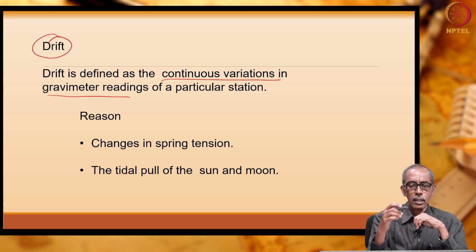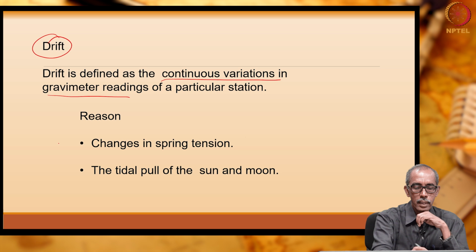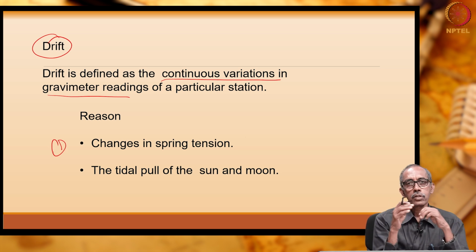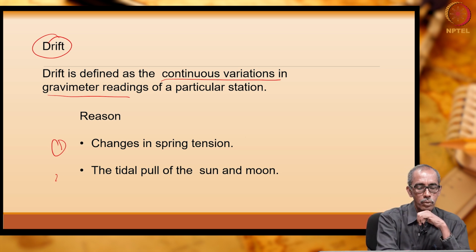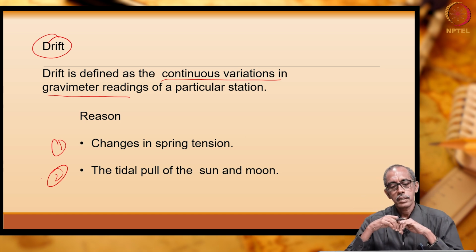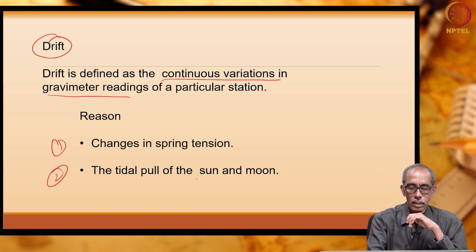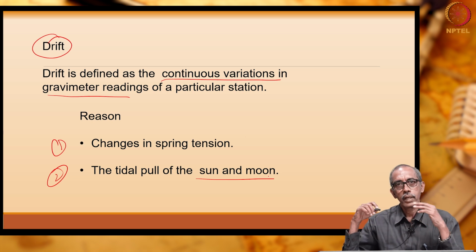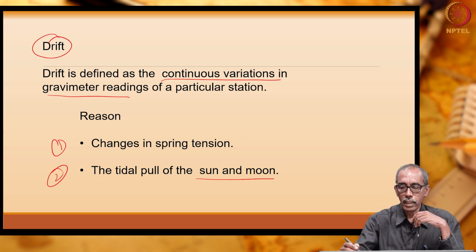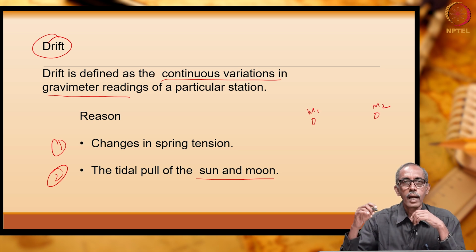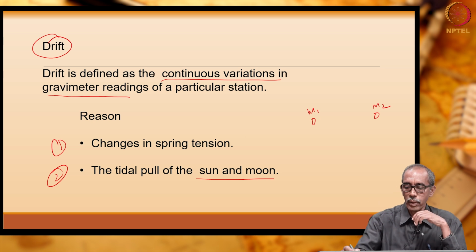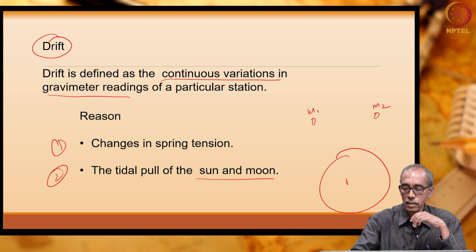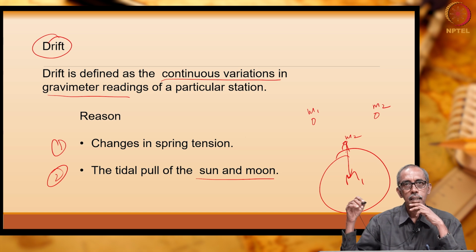What are the reasons? Two principal reasons. One is the instrument error. Number 2 is beyond the instrument's control, that is the location of the sun and moon. We have seen already Newton's law of gravitation. Mass 1, mass 2 are attracted by each other. We had seen previously, we consider the mass of the earth as m1 and the small mass which we keep at the surface is m2. These two are attracted by each other, right?